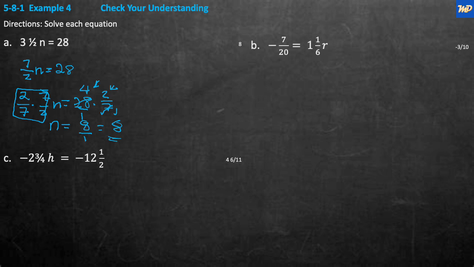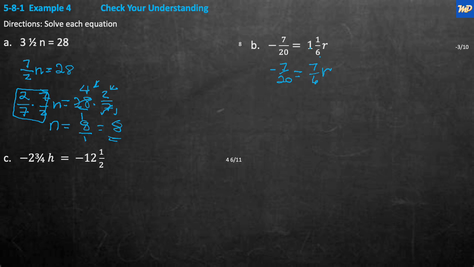Problem B, we have a negative this time, so we're going to end up with a negative answer. So let's look at this. Again, we're going to multiply by the reciprocal of the coefficient of r, but before we can take the reciprocal, we need to convert it to an improper fraction. So I'm going to say minus 7/20 is equal to 1 times 6 is 6, plus 1 is 7, so 7/6 r. The r is on the right side. We will leave it on the right side. There's no harm in doing that.